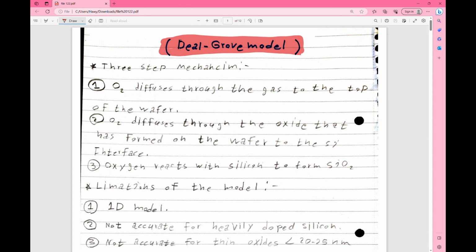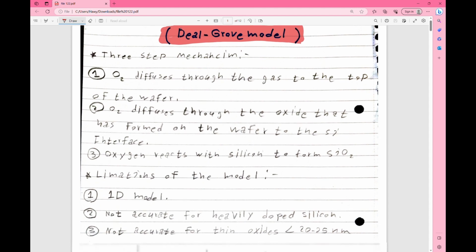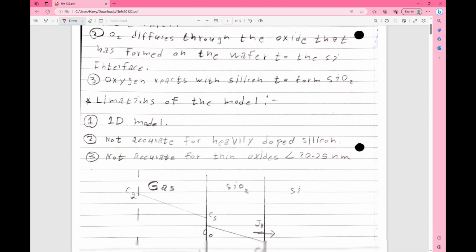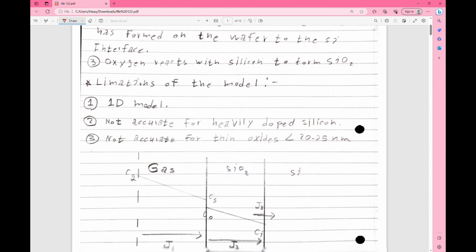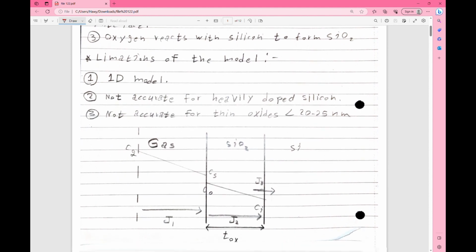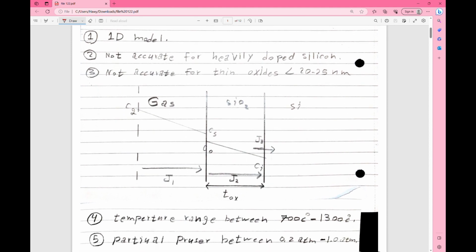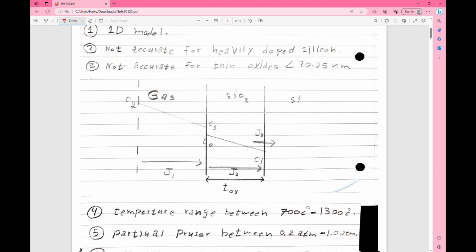Oxygen diffuses through the gas to the top of the wafer, then oxygen diffuses through the oxide that has formed on the wafer to the silicon interface. Oxygen reacts with silicon to form silicon dioxide. Limitations of this model: it is a 1D model, not accurate for heavily doped silicon, and not accurate for thin oxide, less than 20 to 25 nanometers.